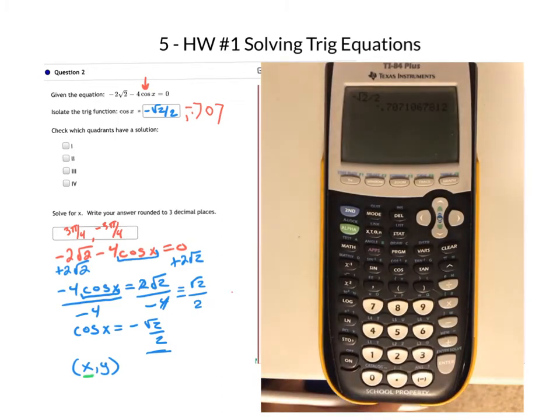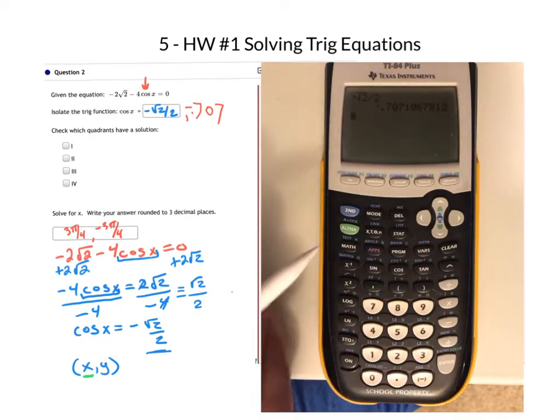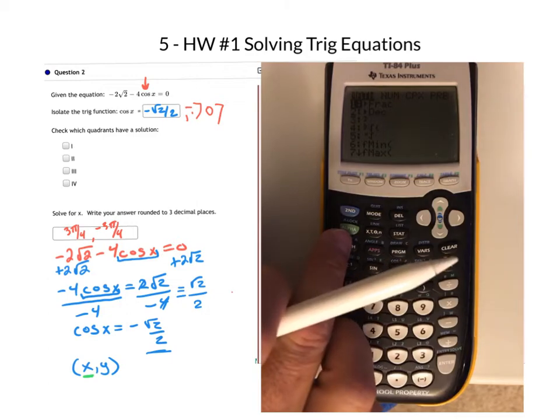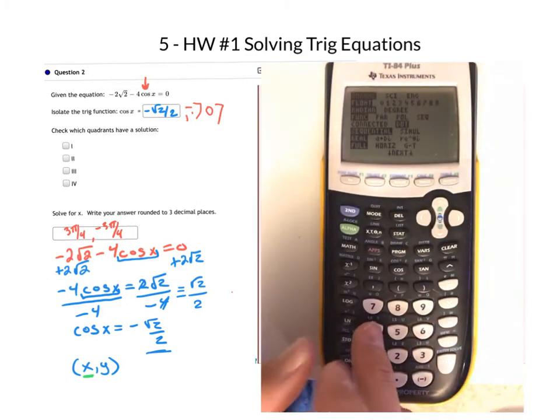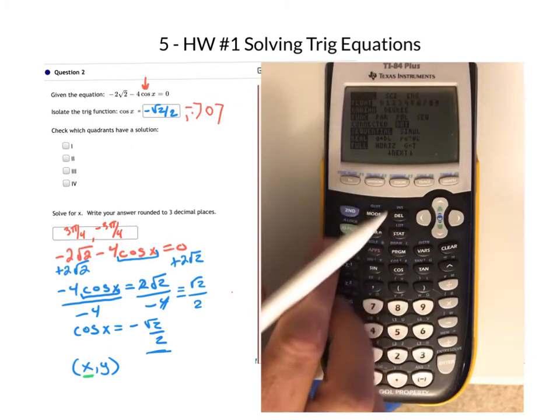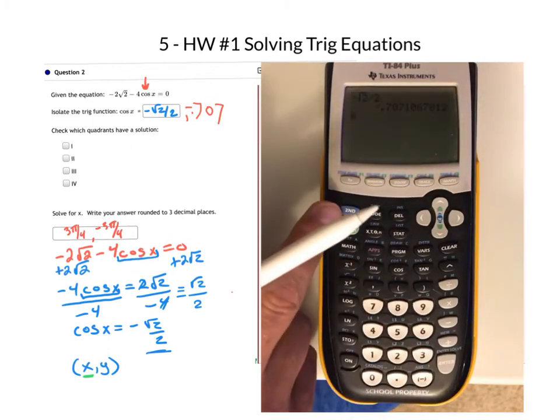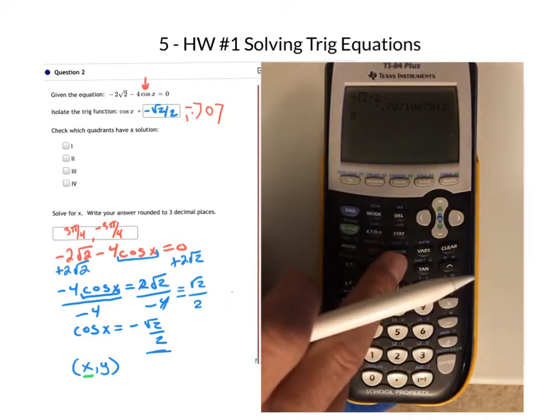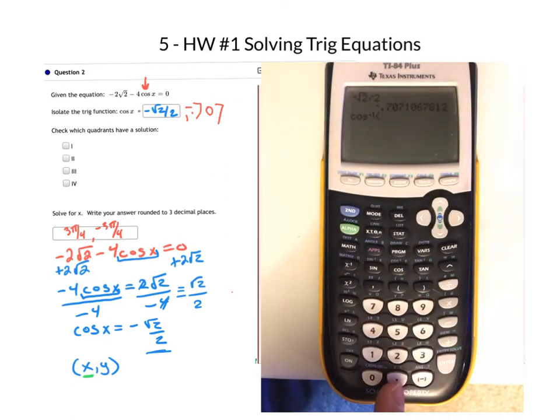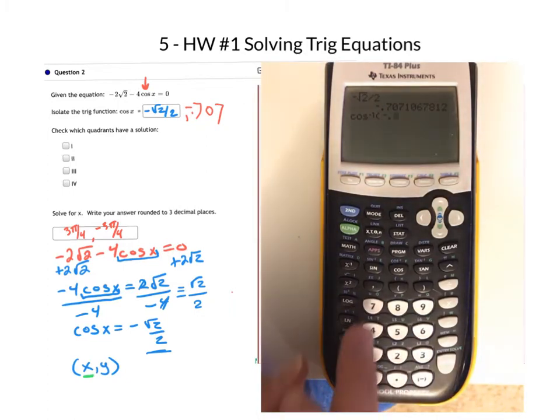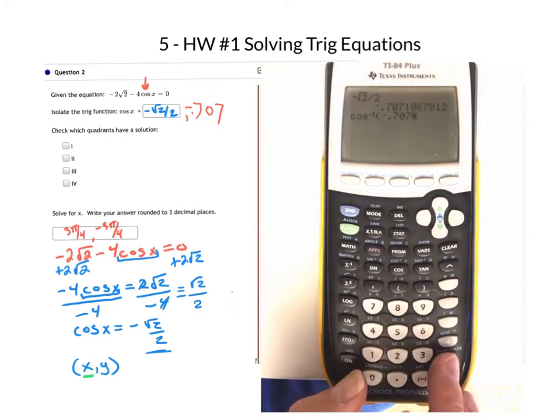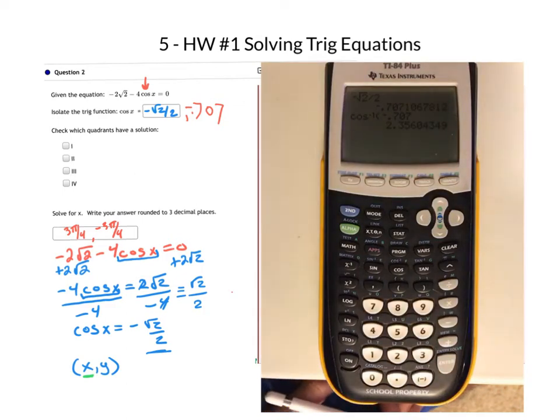Now, let's try and figure out what the 3 pi over 4 and negative 3 pi over 4 will be. So what I need to do first of all is make sure that my calculator is in radian mode. So I'm going to hit mode and see that it's in radian mode. Now, the next thing I'm going to do is the arc cosine, or inverse cosine. So second cosine, and then I'm going to put in the decimal. Now you could put in the square root value as well, but I'm going to just put in negative 0.707 and hit enter. So that gives me the answer of 2.356. So that will be my first answer.